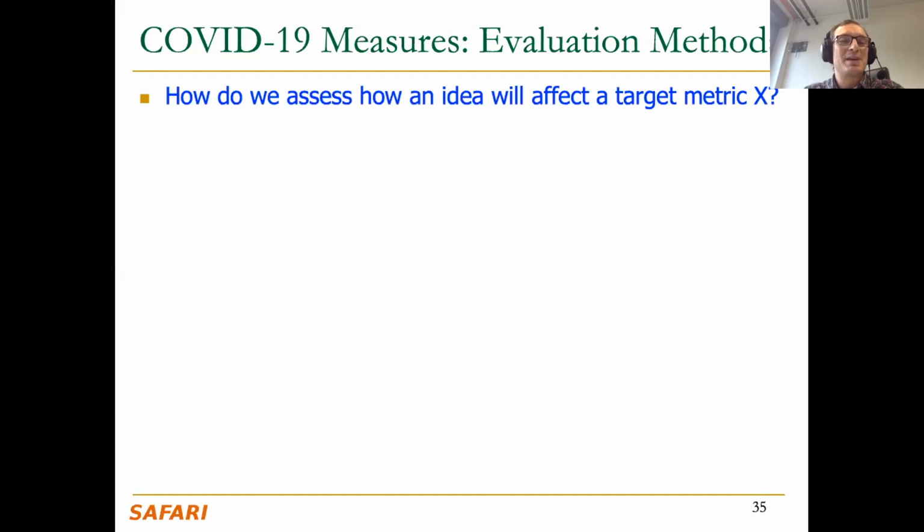How do you actually take those measures? Basically, you have an idea of counteracting COVID-19. How do you assess that idea will affect COVID-19, let's say, infection probability? There's usually in these studies, if you looked at them, this R factor, which is really the probability of one person infecting someone else.